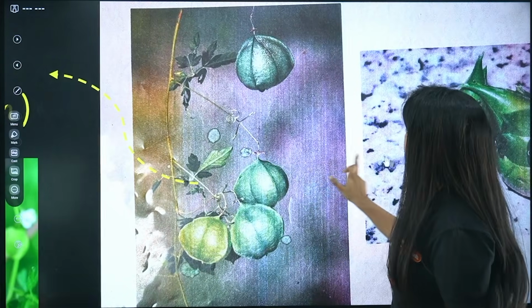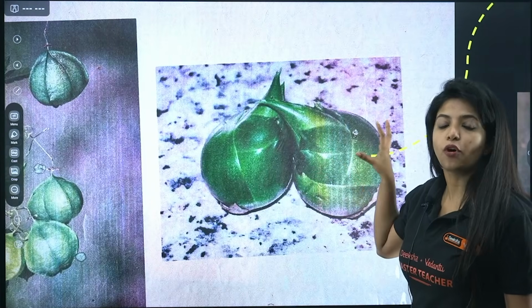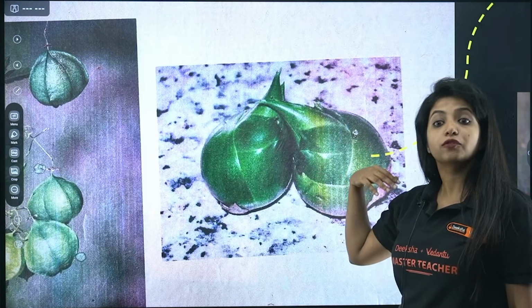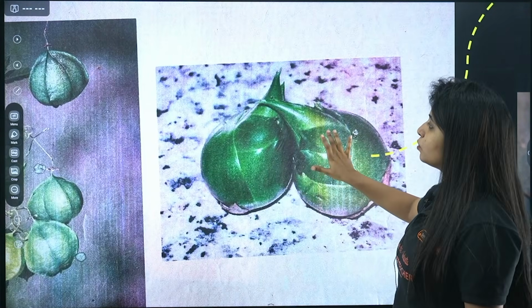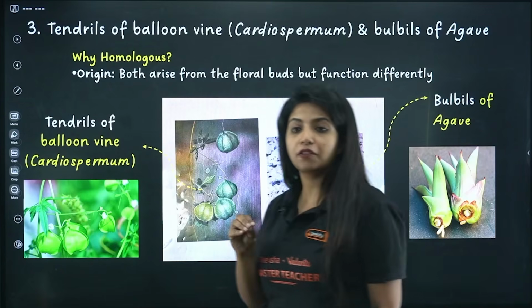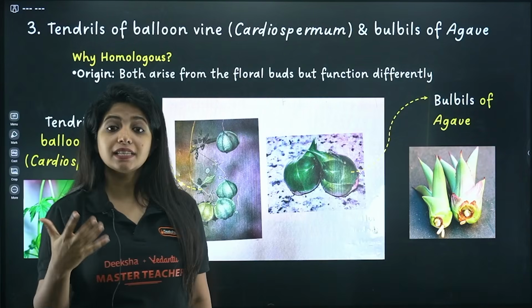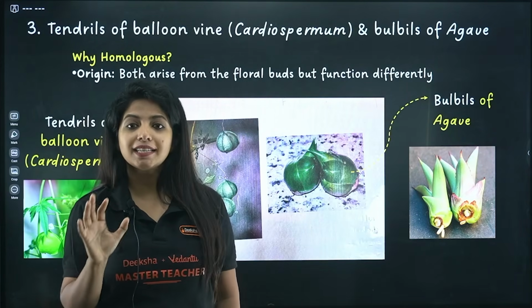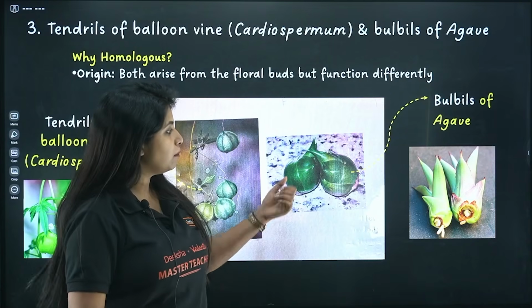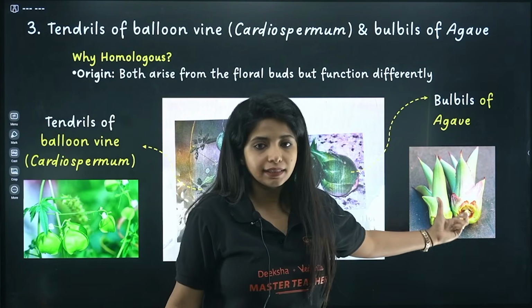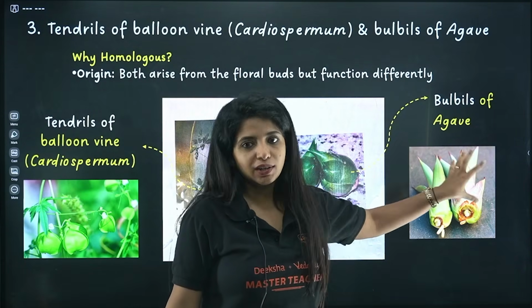Okay. Now here you have the bulbils of agave. This also arises from the floral bud itself. This has a totally different function. It is there for vegetative propagation, as in asexual methods of reproduction in the case of plants. That is bulbils of agave. It actually looks like this.